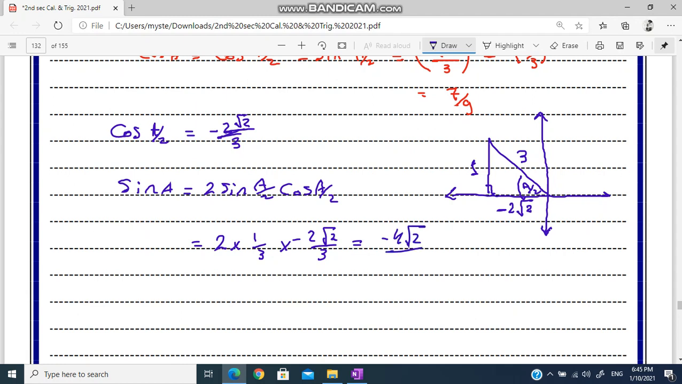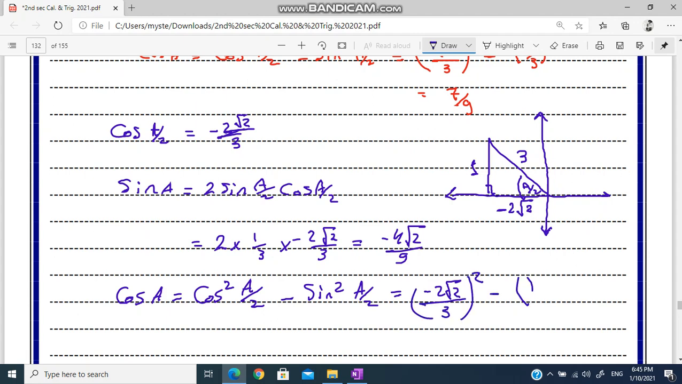And cosine a equals cosine power 2 a over 2 minus sine power 2 a over 2, which equals negative 2 root 2 over 3 power 2 minus 1 over 3 power 2, which equals 7 over 9.